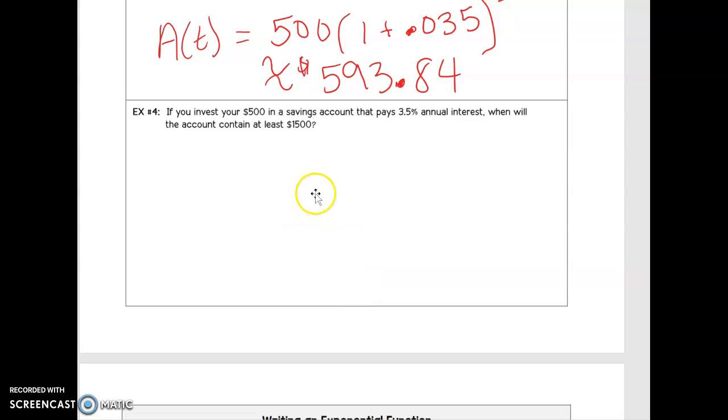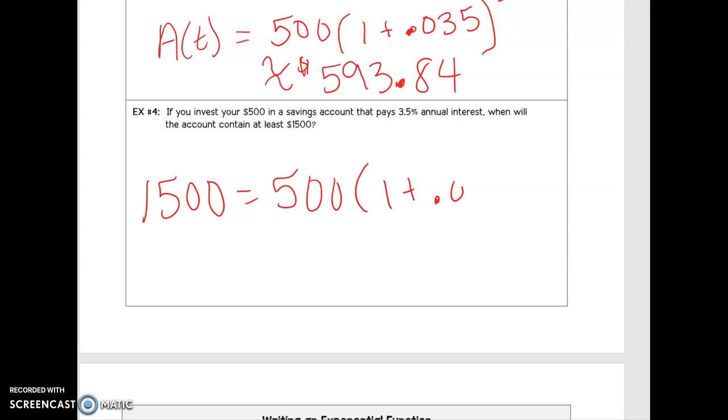Okay, here, real quickly, because I'm only allowed to record for 15 minutes, it says you're investing $500 in a savings account, blah, blah, blah. When will the account contain at least $1,500? So the roles here changed a little bit. Same formula that we have up here, but instead we're saying 1,500 equals 500 times (1 plus 0.035) to the power of t. And that's what we want to look for. We have to find what t is.